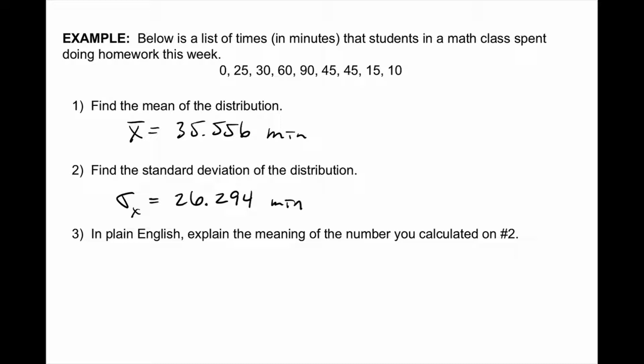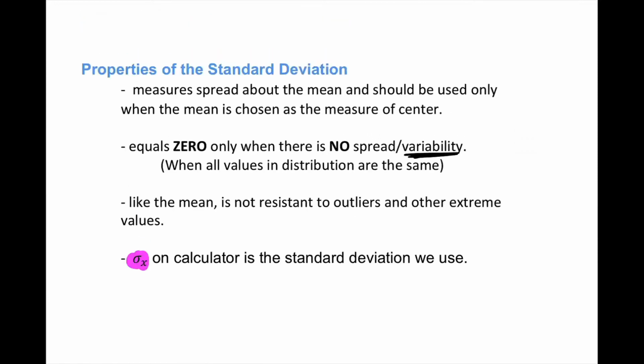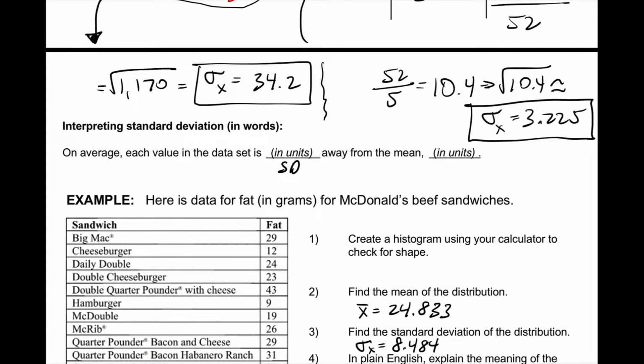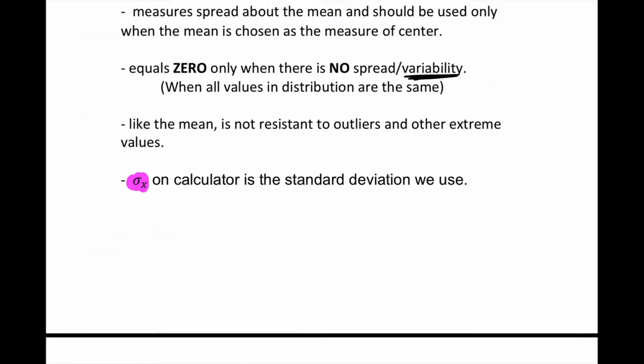That number varies. On average, each value in the list will vary by about 26, 27 minutes. Okay. So that's to explain the number, explain the meaning. If you're not sure, just use the sentence frame. That's what the sentence frame is there for. Once you're more comfortable with it, then you can start putting in your own words. But for right now, just use my words.